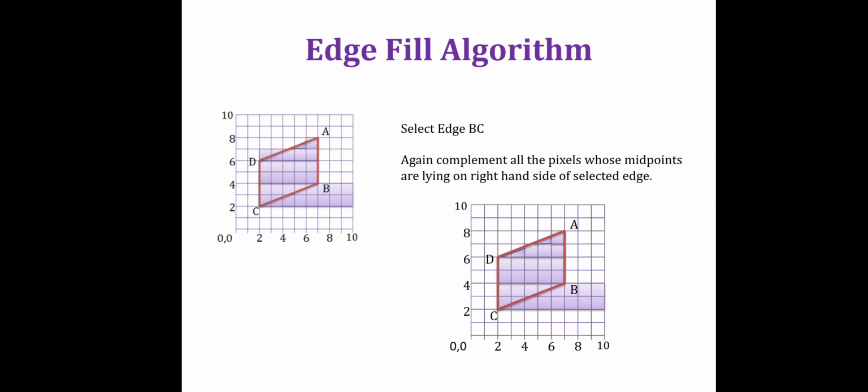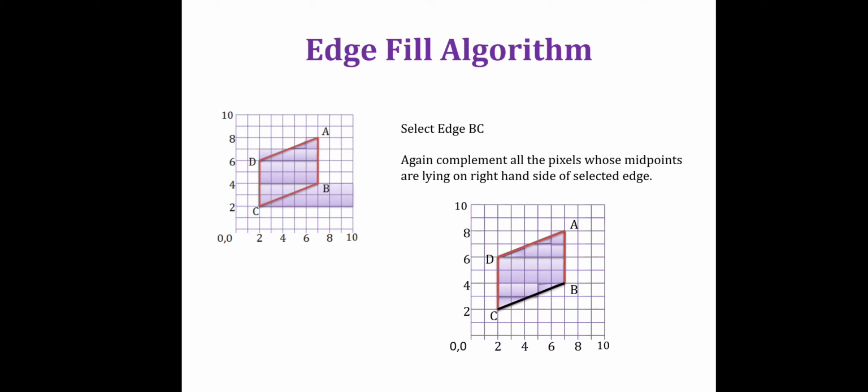Now the remaining line is line BC. This is the previous figure we have. Now again we are complementing the pixels which are on the right hand side of this line BC. So which pixels are on the right hand side? These are your C and B points, and these are the regions where we have to complement. In this region we are going to complement. So after complementing, in this way we are filling our polygon, right? These pixels are complemented and in this way we have filled.